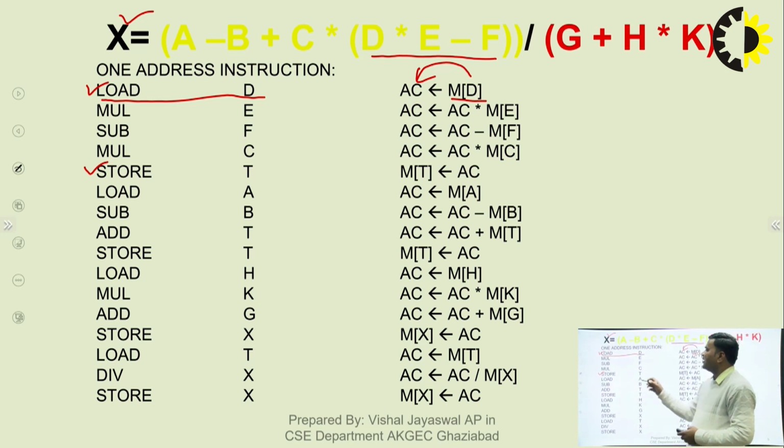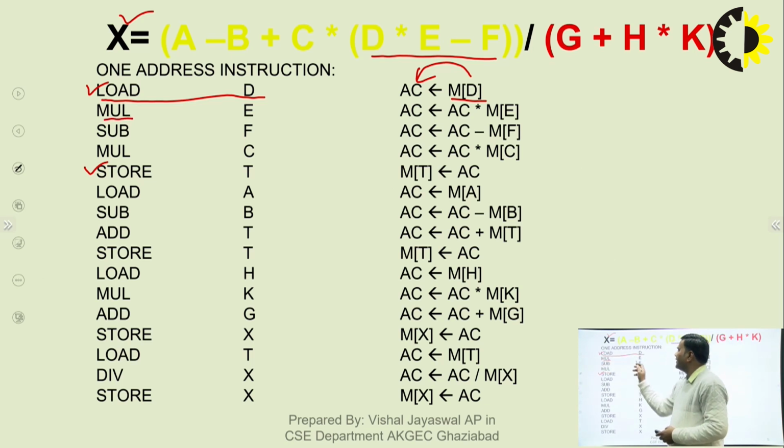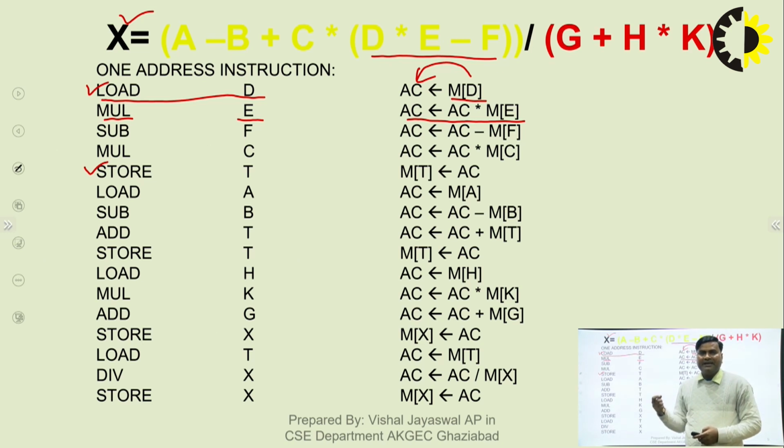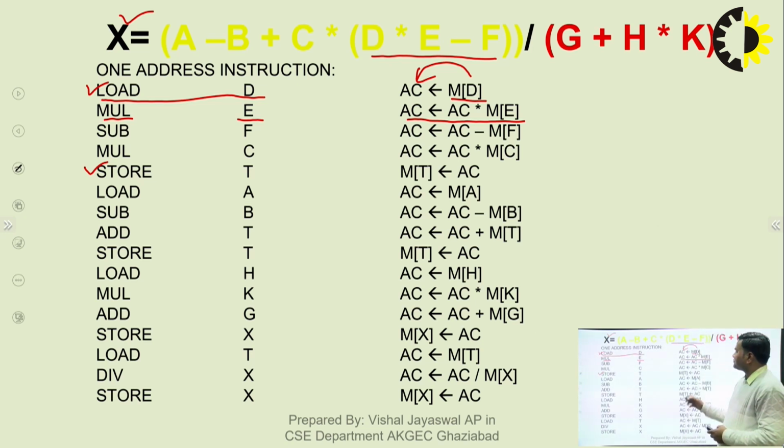After that we apply multiply E. Multiply E means AC tends to AC into M of E, that is, the content of E is multiplied with AC and the result is stored in AC. Basically multiply means this, and in this way D into E is solved and stored in the AC. So after that, this is in AC.